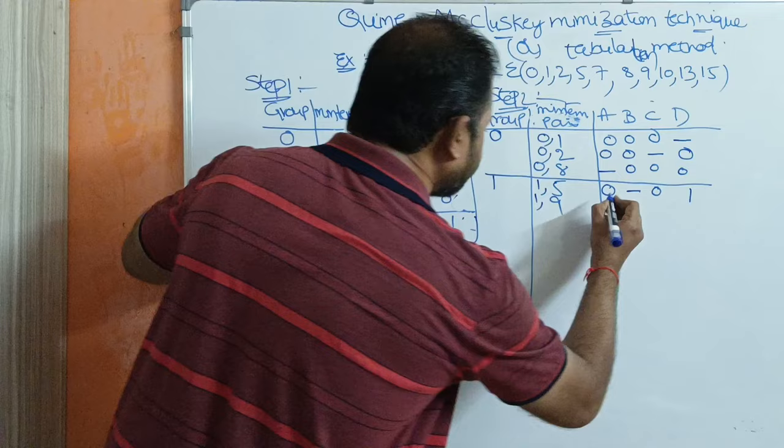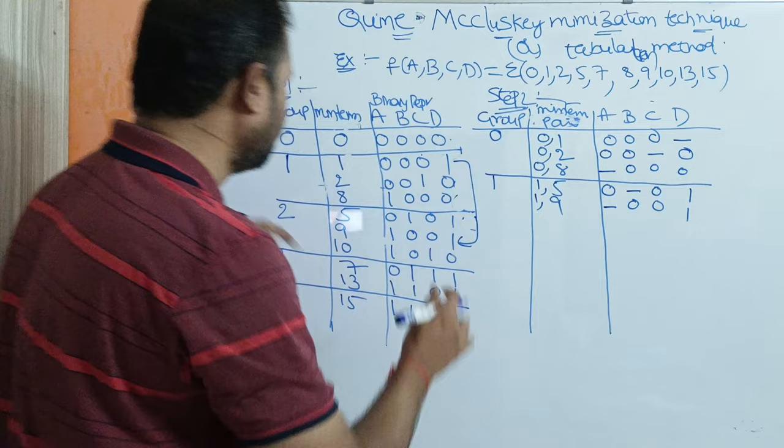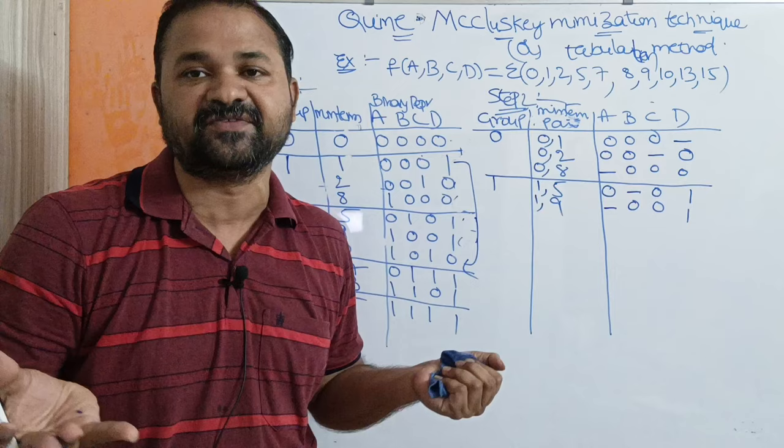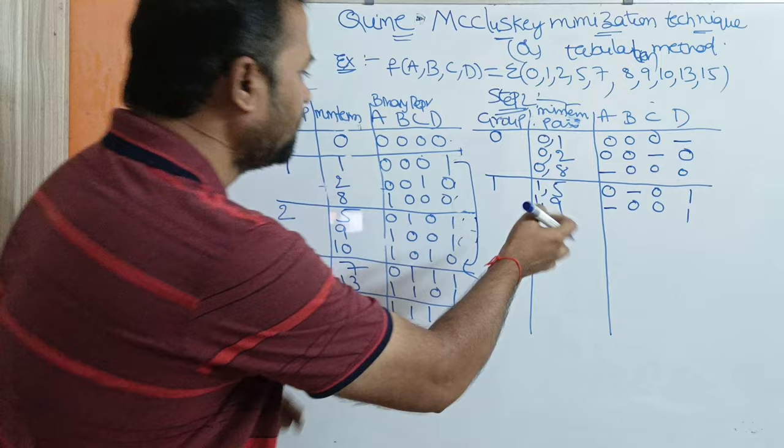So 001. Next, compare 1 with 10. 0 1 difference, 0 1 difference, 1 0 difference. So more than one variable differs, and we can't combine those two as a pair. So we should not write 1, 10.